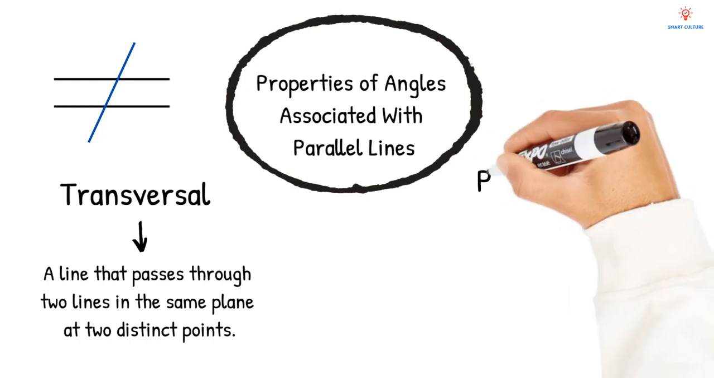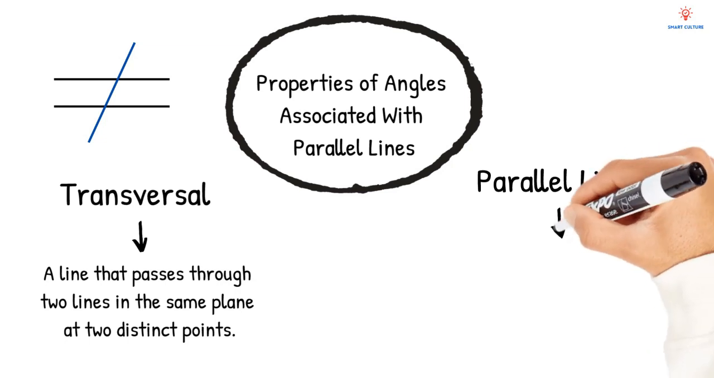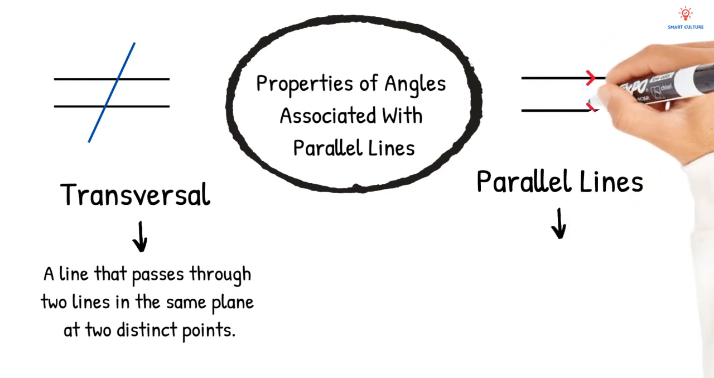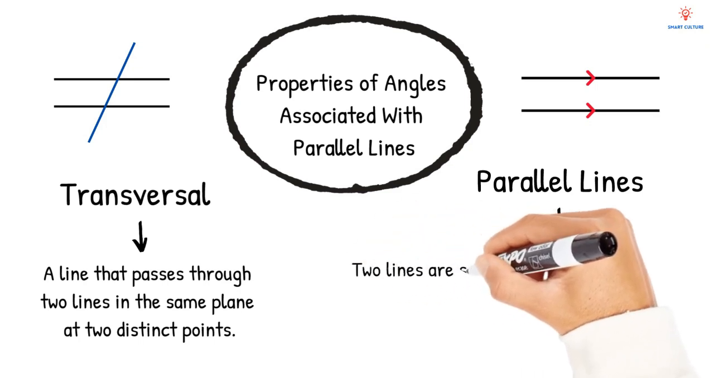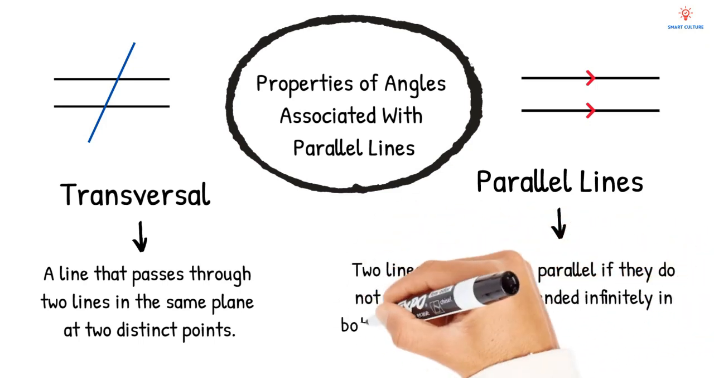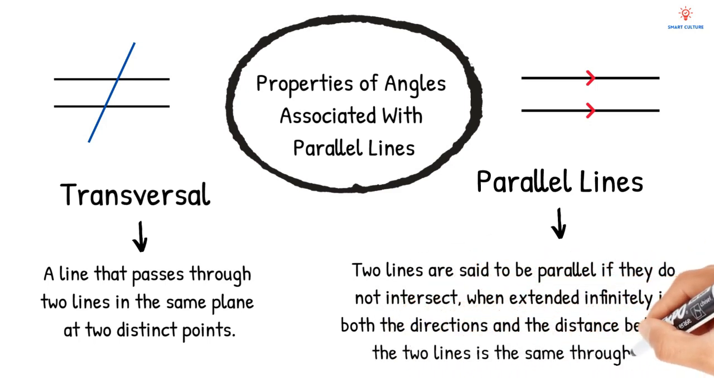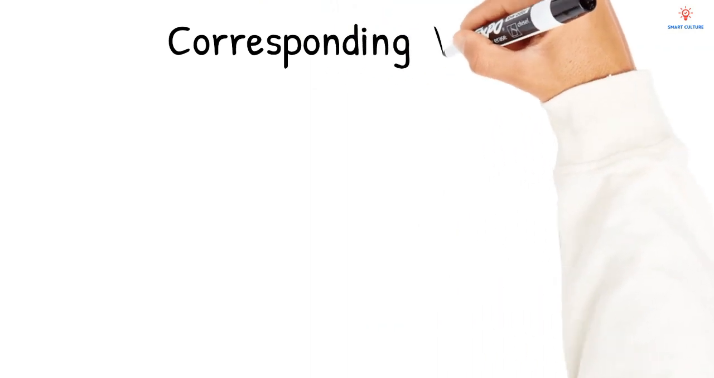What about parallel lines? Two lines are said to be parallel if they do not intersect when extended infinitely in both directions and the distance between the two lines is the same throughout. So it's very important that you know the difference between transversal and parallel lines. Let's move on. So what we'll do first is we'll take a look at corresponding angles.